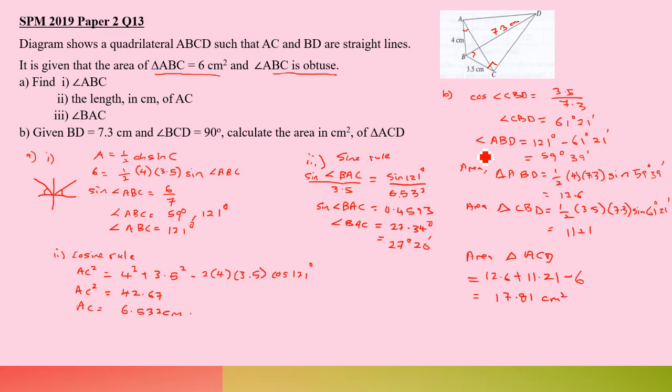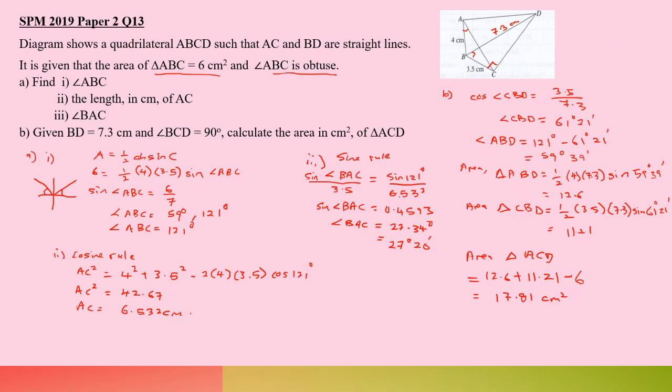You might ask, is there another way to find the area of CBD? Yes, you can find the area of CBD because there is 90 degrees here, but you need to know the height. Area of this triangle will be half times base times height when it's 90 degrees. But since you don't know the height, you might need to do another calculation. So it's easier to apply this formula, but both methods are accepted and you will get the same answer. Okay, so this carries 10 marks.